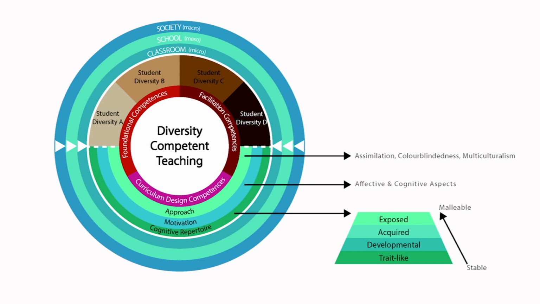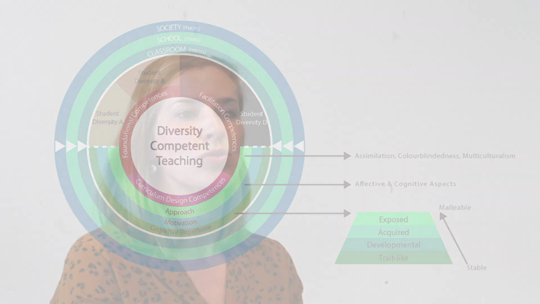Those students are in a school with a particular approach to diversity of a school leader, having a very clear vision and mission statement on that. So that is the influential layer around the inner circle of diversity competent teaching. And of course that gets affected by society, and also global crises really impact the way we work with our students in a school.